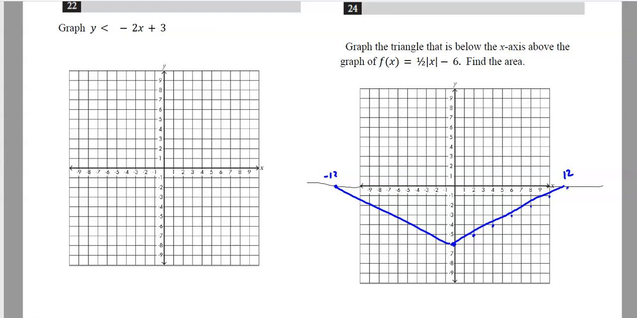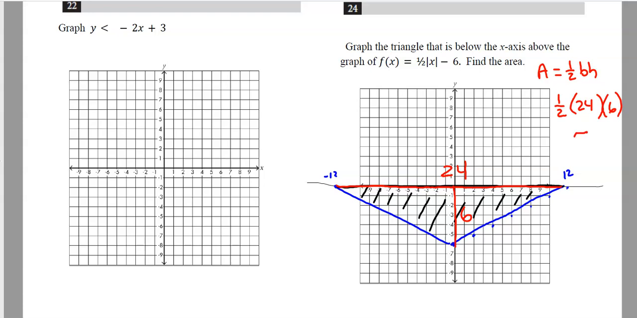And I need to graph the triangle that's below the x-axis. So I got to be below this x-axis. So basically they're wanting me to figure out what's this area. So remember, area of a triangle is 1/2 base times height. So this is the base. This is the height. So the base is going to be 24. Height's going to be 6. So 1/2, 24 times 6, which is 12 times 6, 72 square, whatever those units are.